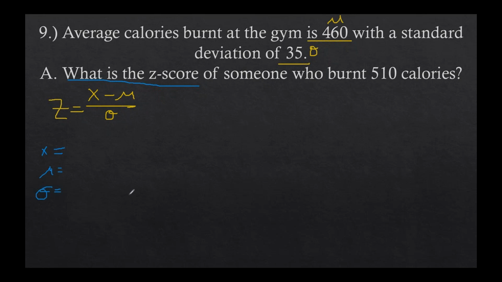So what is the value that I'm going to use for x? What is my data value in this problem? 510, very good. We're burning 510 calories, so there's my data value. What's my mean?